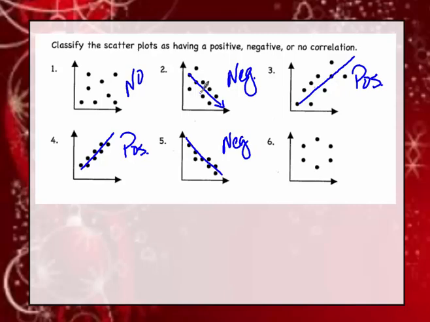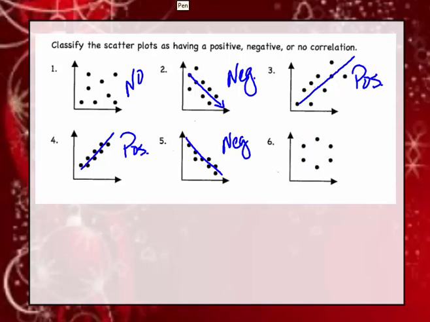You'll notice how 2 and 3 are more spread out, so they would be weaker correlations than 4 and 5. And then number 6, oh my goodness, I really want to connect those dots. But remember, we're not supposed to. So this one would be no correlation.